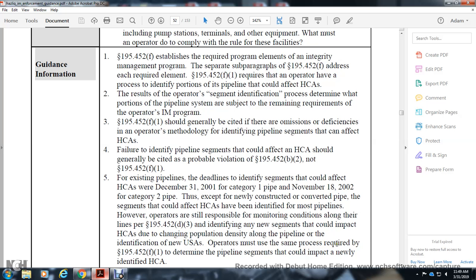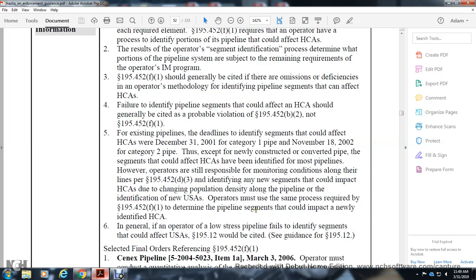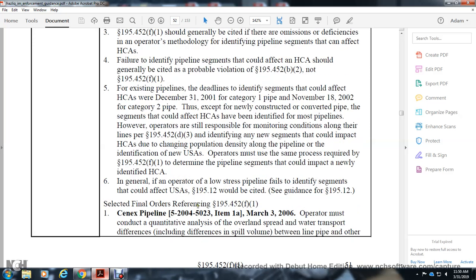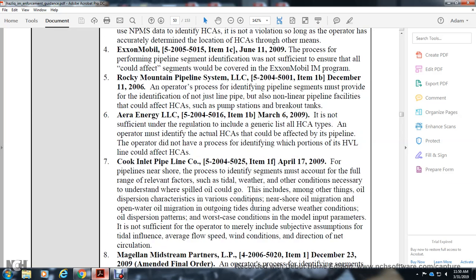The operator must have the same process required by 195.452 to determine the pipeline segments that could impact a newly identified high consequence area. In general, if the operator of a low stress pipeline fails to identify the segments that could affect the high consequence area, 195.12 will be cited. So look at the final orders referencing 195.451. I don't read final orders, because I don't care about the companies.